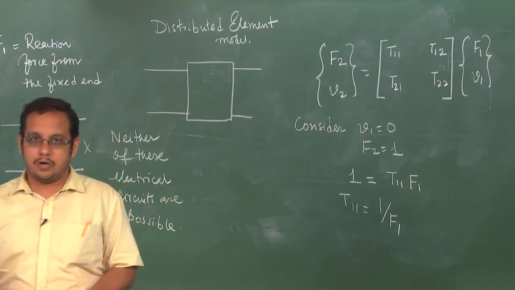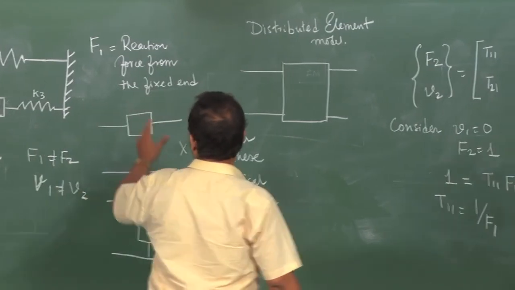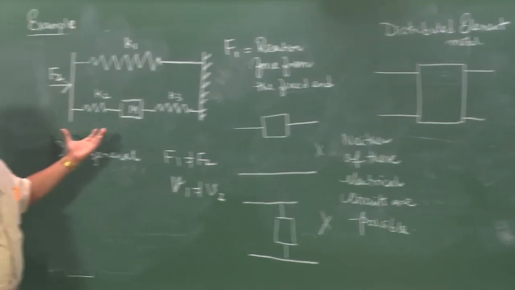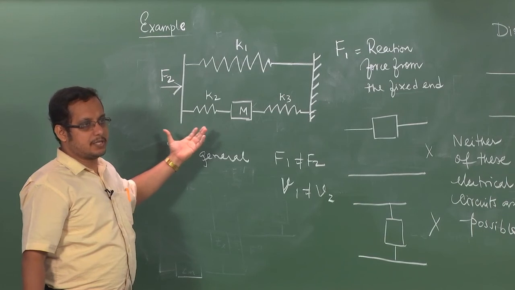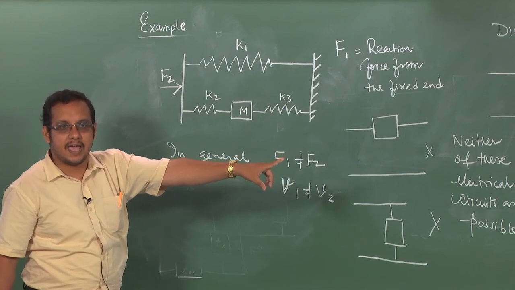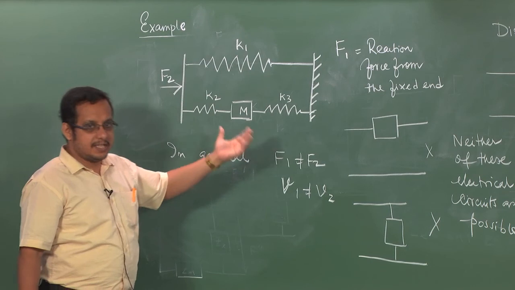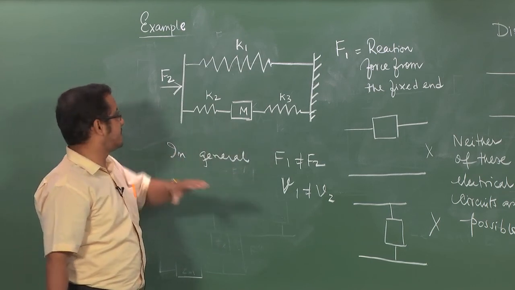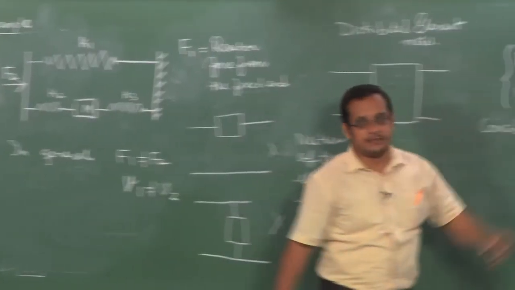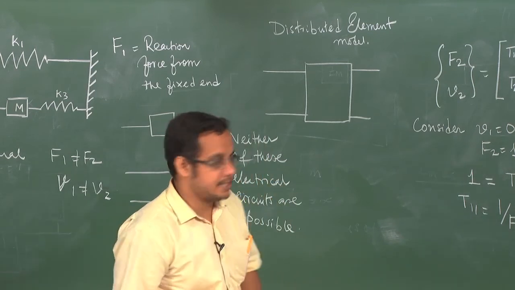Okay. So, the way to obtain T11 would be to first solve this problem purely as a mechanical problem, appealing to Newton's laws of motion, appealing to equilibrium conditions. You can find out what is F1, which is just the reaction force from the fixed end. The reciprocal of the reaction force from the fixed end for this problem is going to give you T11 associated with this transfer matrix, right. That is what the theory tells us.